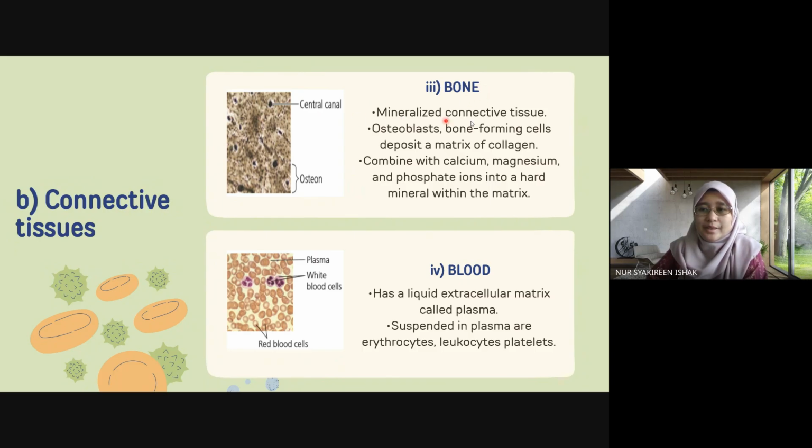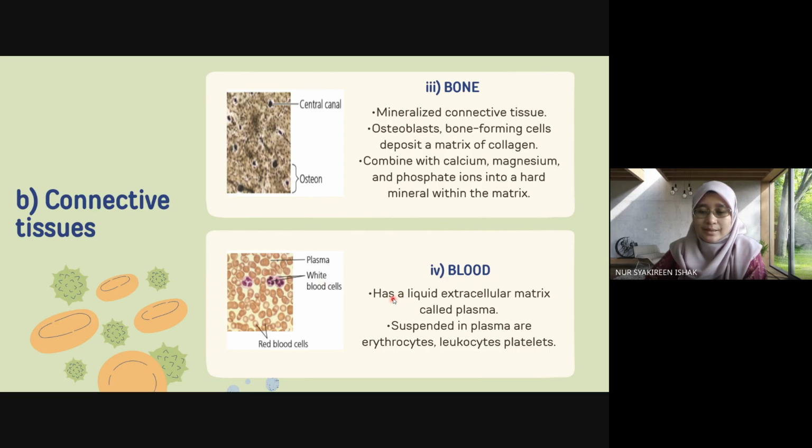Bone is a mineralized connective tissue. It consists of cells that we call osteoblasts. These bone-forming cells deposit a matrix of collagen, which combines with calcium, magnesium, and phosphate ions into a hard mineral within the matrix. These are the composition of your bones. And then another type of connective tissue we have here is blood. Your blood.